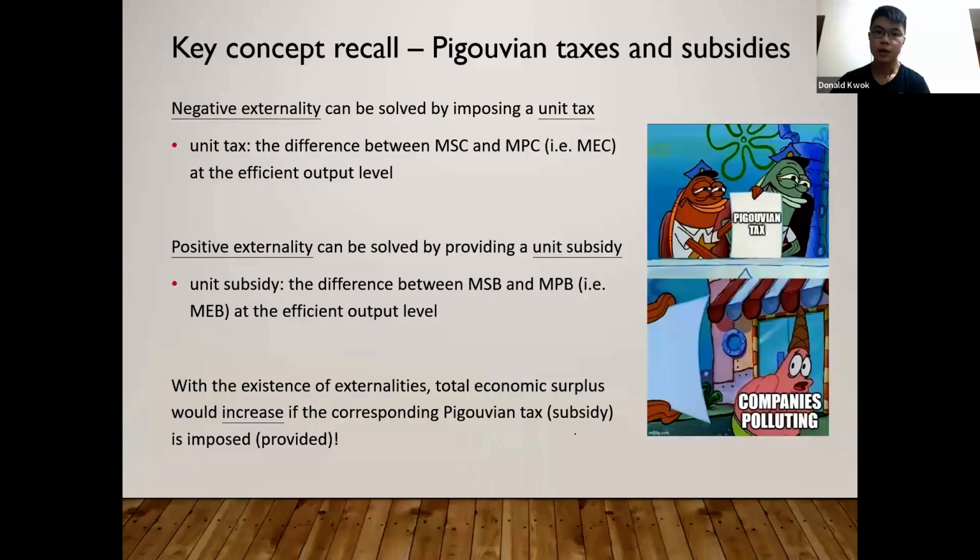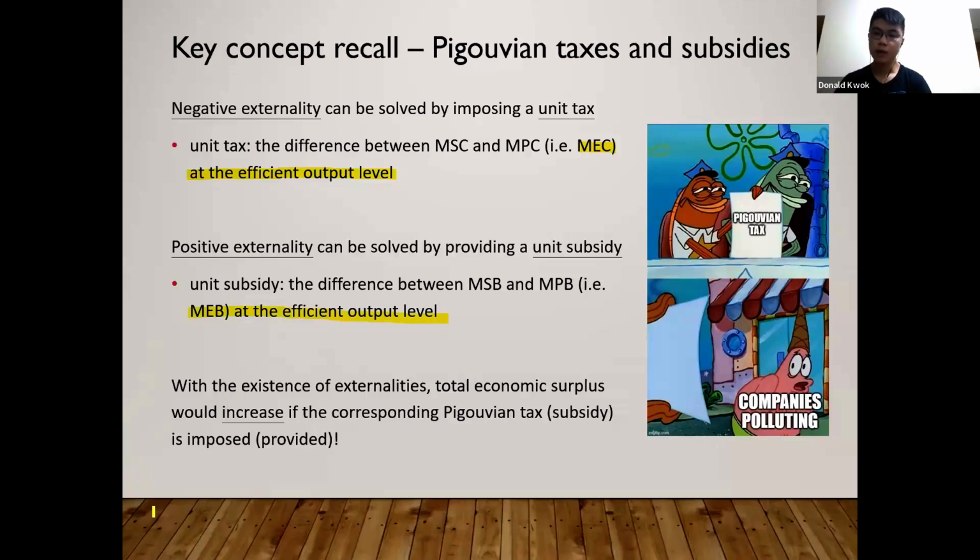Okay, so about the solutions. Negative externality can be solved by imposing a Pigovian tax. The right amount of unit tax would simply be the difference between marginal social cost and marginal private cost at the efficient output level. Or equivalently, it is simply the marginal external cost at the efficient output level. While positive externality can be solved by providing a Pigovian subsidy. The right amount of unit subsidy is the difference between marginal social benefit and marginal private benefit at the efficient output level. In other words, it would be the marginal external benefit at the efficient output level.